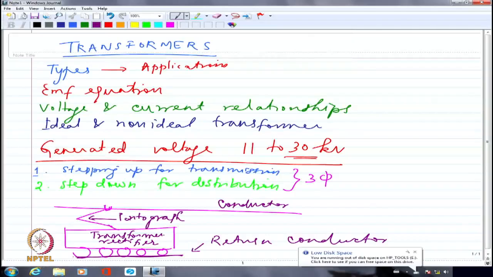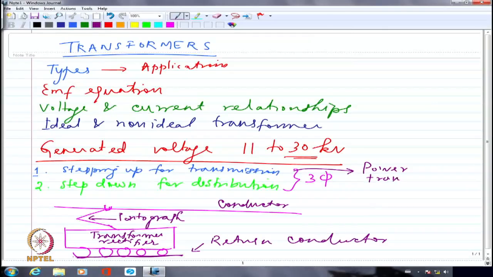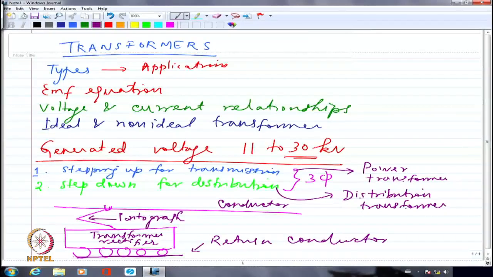So I would say that this transformer which is stepping up for transmission, we normally call that as power transformer. Whereas what we use for distribution, we will call that as distribution transformer. So power transformers normally step up the voltage from the generator, and distribution transformers normally step down the voltage from the transmission line and send it to whatever is your domestic application or industry applications and so on and so forth.